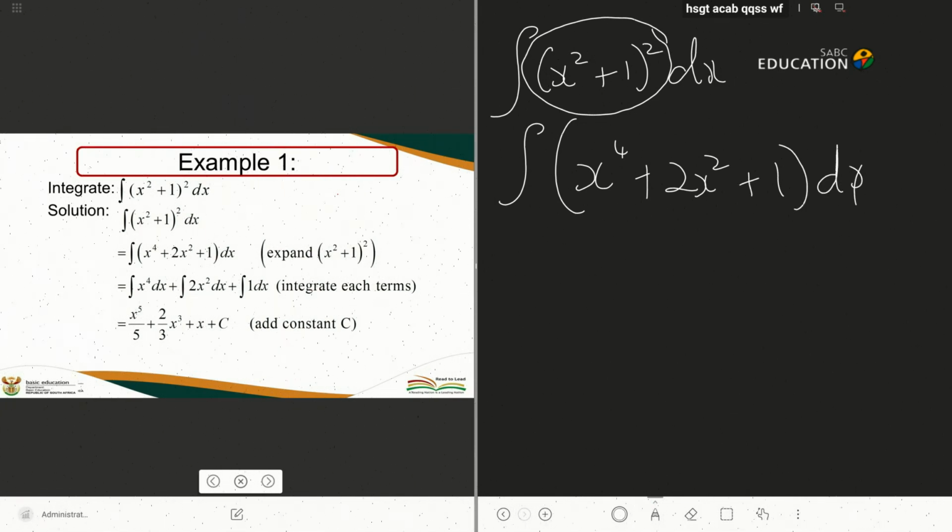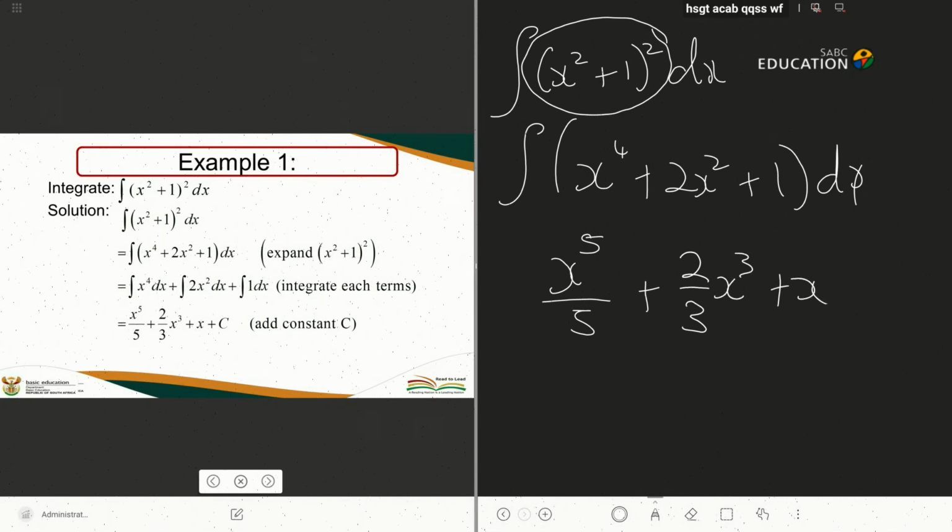After you've expanded this, now you can integrate each of these terms individually, which will give you x to the exponent of 5 over 5 plus 2 over 3 x to the power of 3 plus x plus your arbitrary constant. But the basic here is: expand everything before you determine your integral.